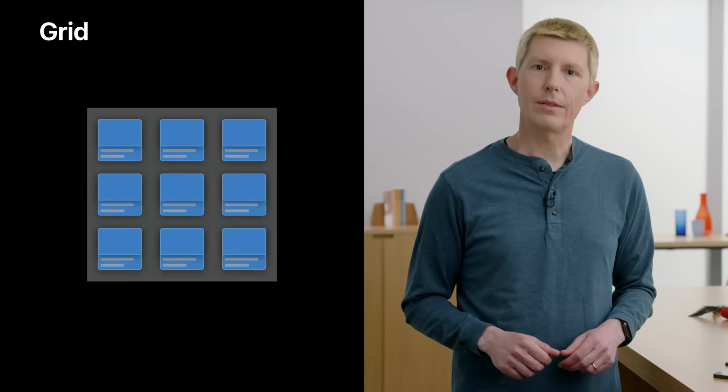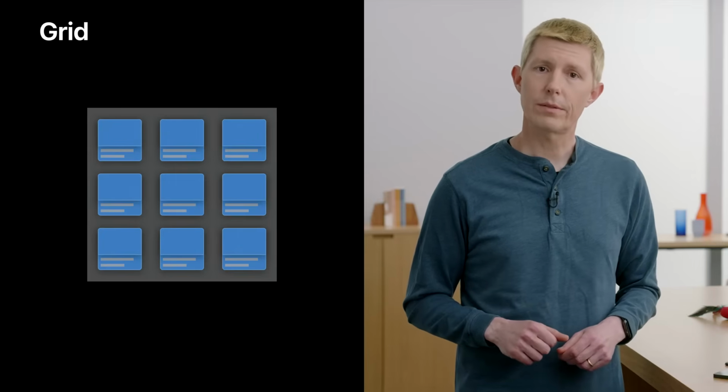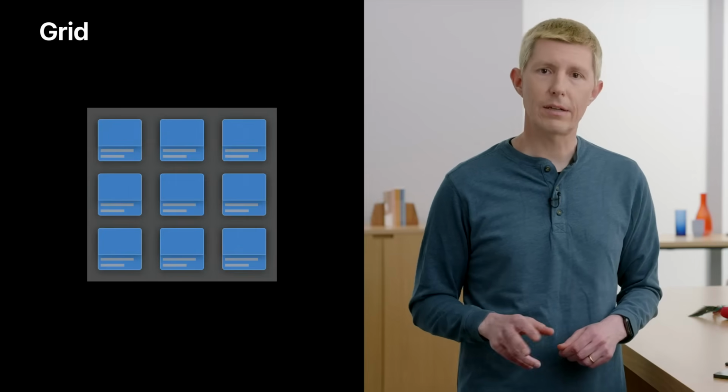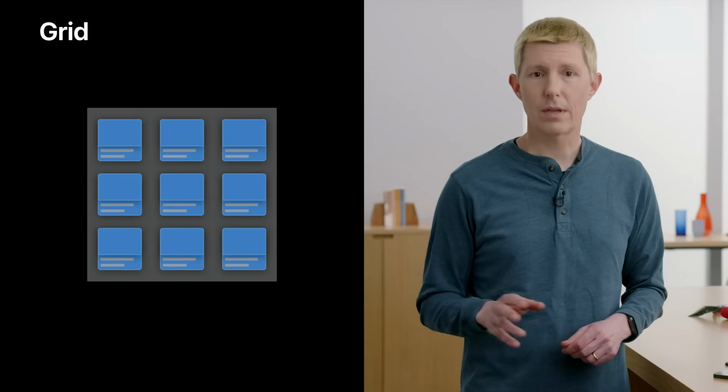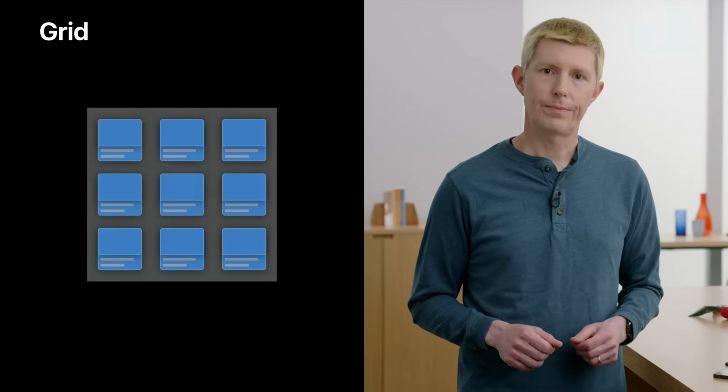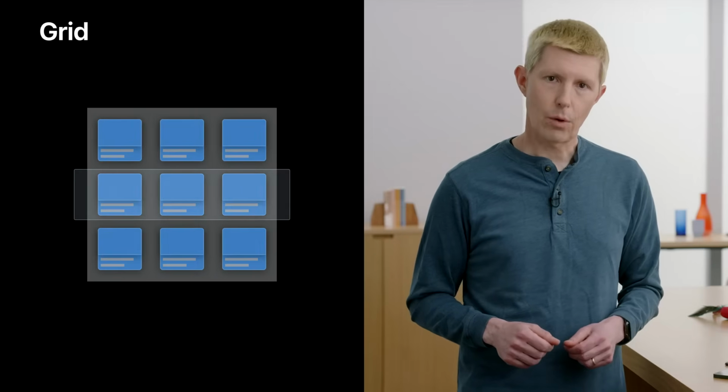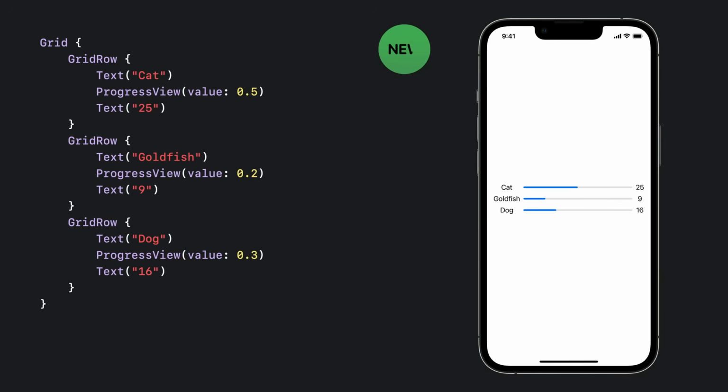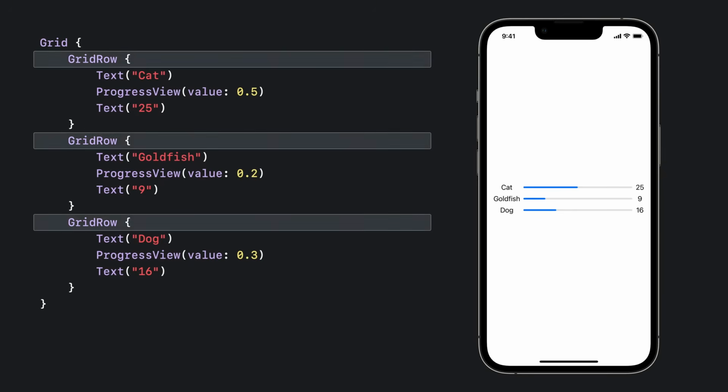For this kind of layout, SwiftUI now offers a grid view. Unlike the lazy grid, the grid loads all of its views at once, so it can automatically size and align its cells across both its columns and rows. Let's take a look at the code for this. Here's a basic version of my leaderboard written as a grid. This particular grid view contains 3 grid row instances.